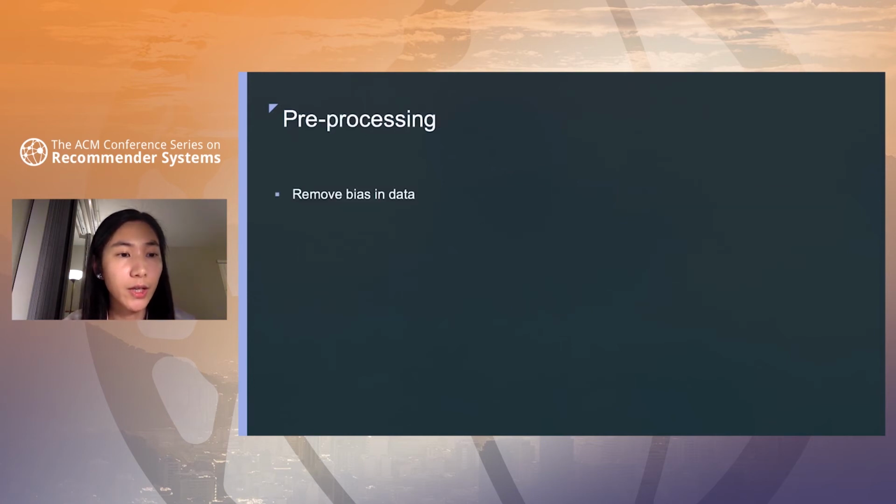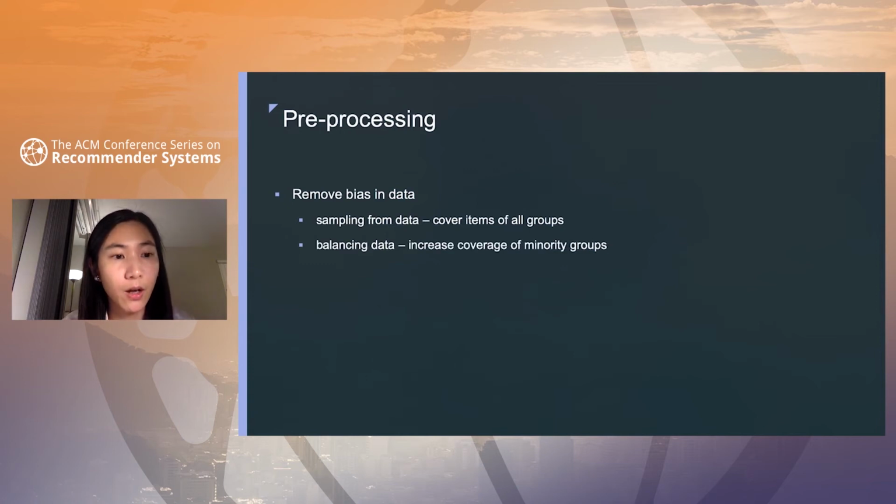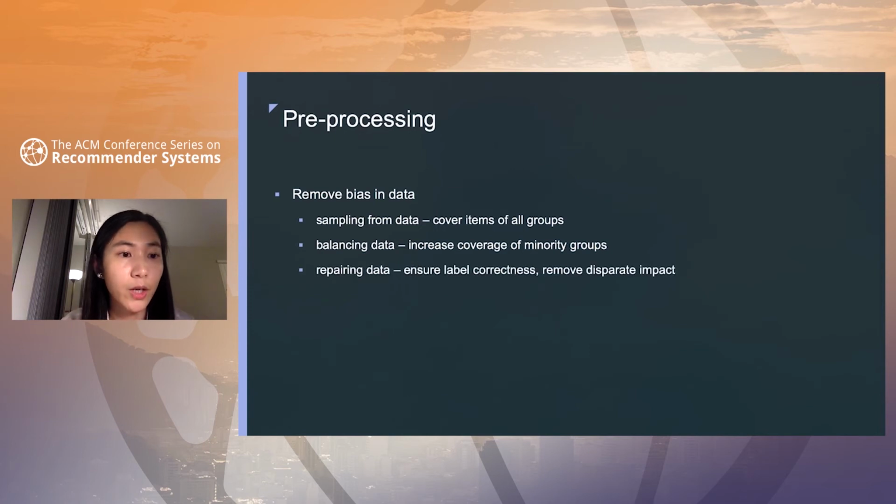So more specifically, the pre-processing removes the bias in data. This can be done by either proper sampling from the data to improve the coverage of all different kinds of groups. We can also try to balance the data to increase the coverage of minority groups. And finally, we can try to repair the data. So we have to ensure that the labels of the data are correct, and we also may remove the disparate impact that has been existing in the data.